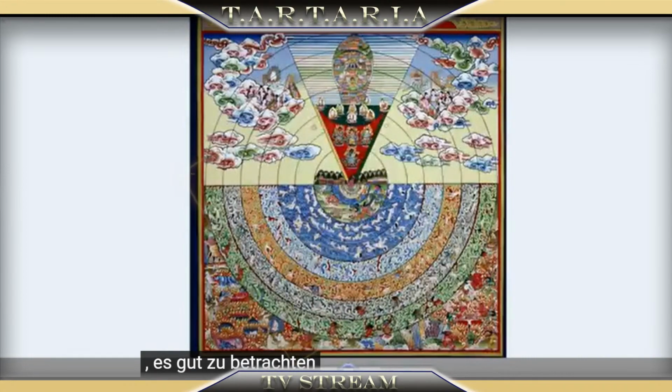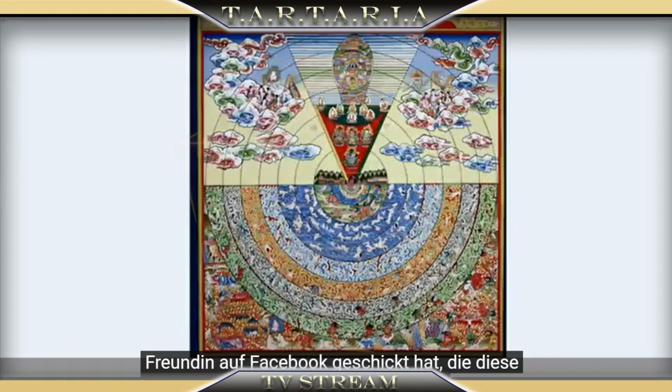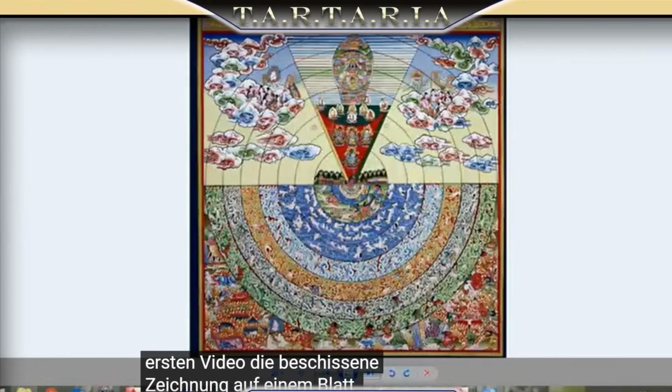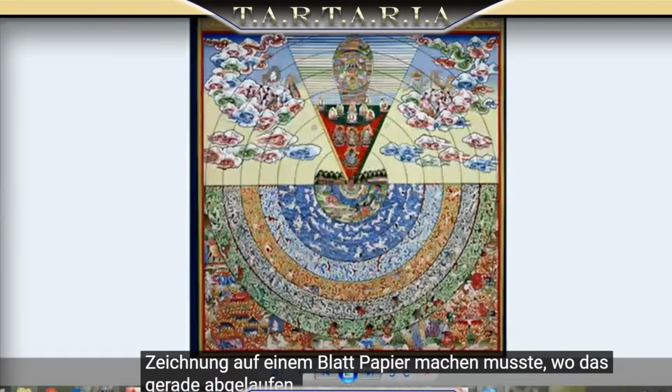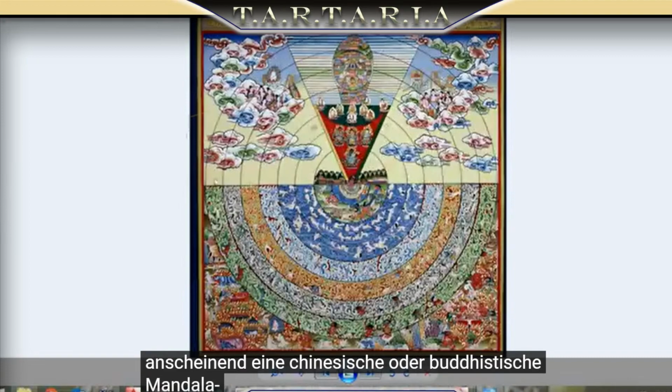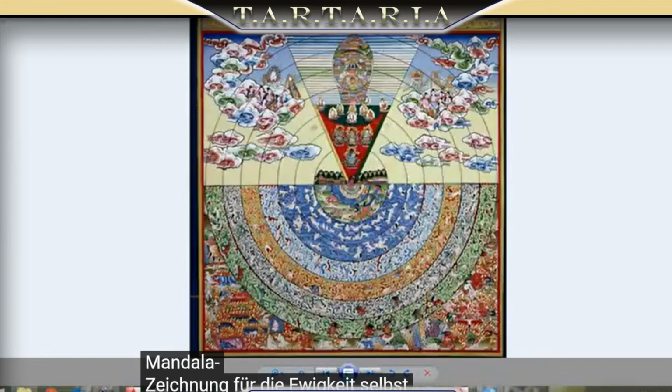And this image, I think it's a Buddhist image. It was sent to me by Dipti, a friend on Facebook who understands these things as well and is always into these kinds of structures. It was really awesome that she sent me this, because in the first video I had to make this shitty drawing on a piece of paper with just a spiral coming down. But this is apparently some Chinese or Buddhistic mandala drawing of eternity itself, which is awesome.